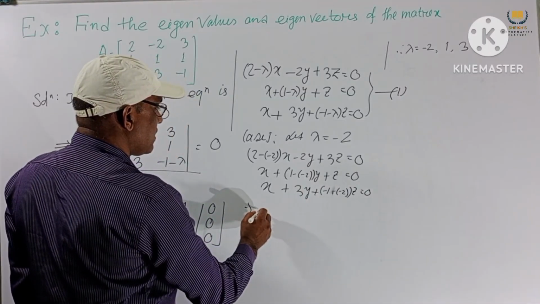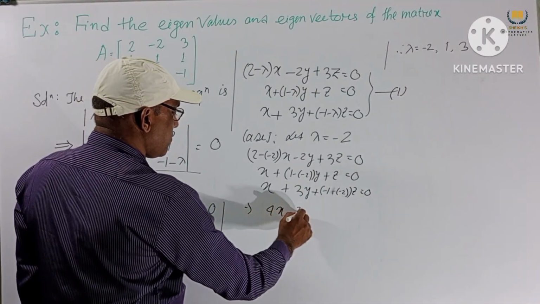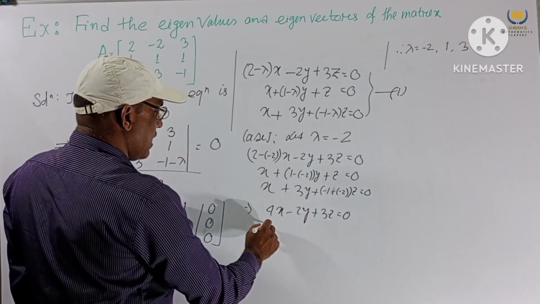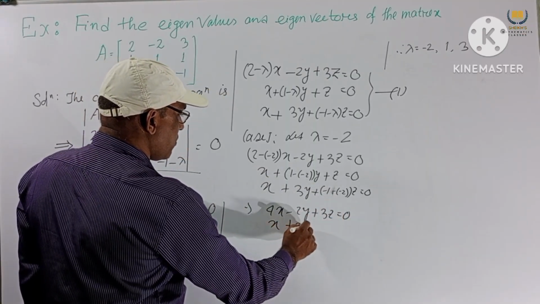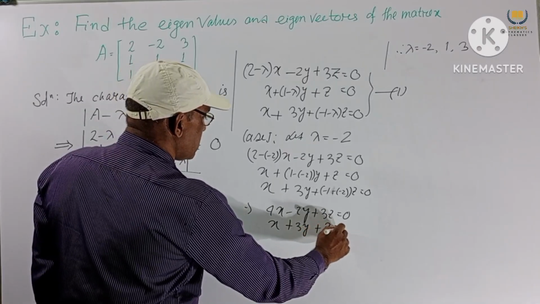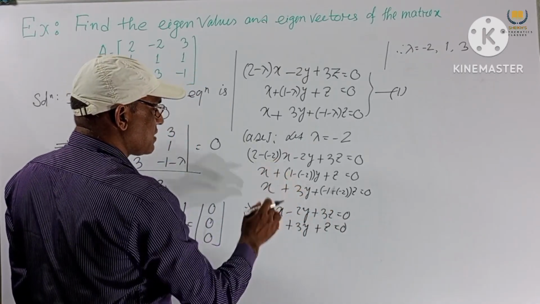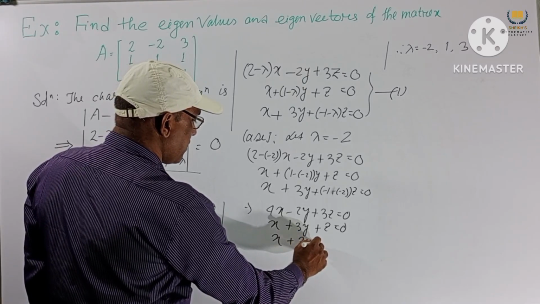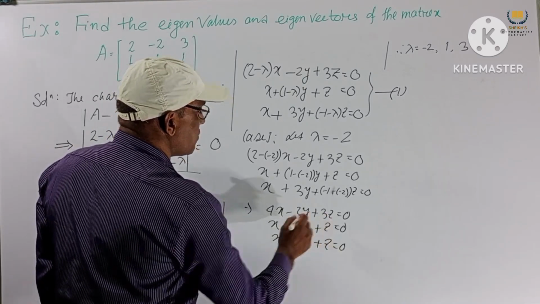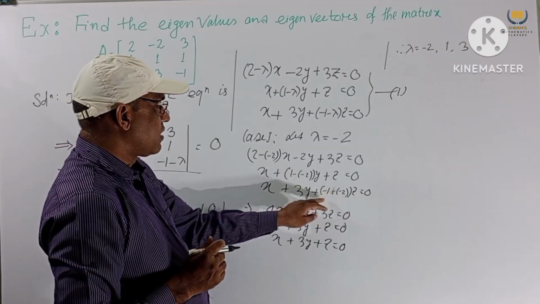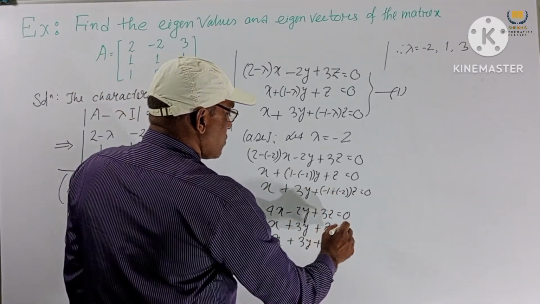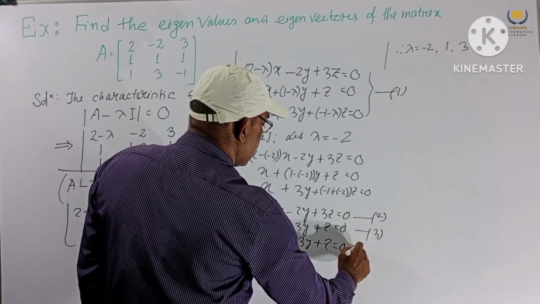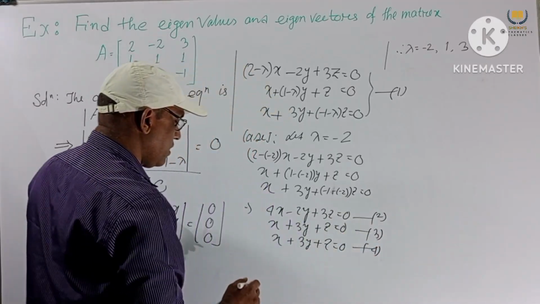This implies 4x minus 2y plus 3z equal to 0, and x plus 3y plus z equal to 0, and x plus 3y plus z equal to 0. So this is number 2, this is 3, this is 4 we get.